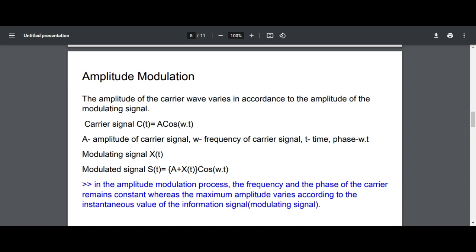As I said earlier, in amplitude modulation, the amplitude of the carrier wave varies in accordance with the amplitude of the modulating signal. This is done by adding the modulating signal to the amplitude component of the carrier wave. So the modulated signal, as shown in the formula, is s(t) = (A + x(t)) cos(ωt). As we are changing the amplitude only, the frequency and the phase of the carrier remain constant, and the maximum amplitude of the modulated signal varies according to the instantaneous value of the information signal.